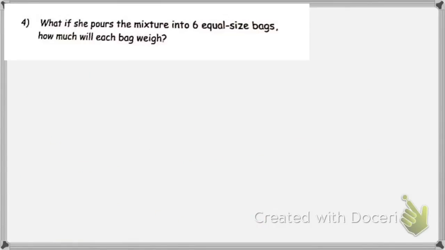And our final question is question number 4. Sometimes you'll see a question like this. What if she pours the mixture into 6 equal-sized bags? How much will each bag weigh? There's only one number there. I don't know how to solve this problem.